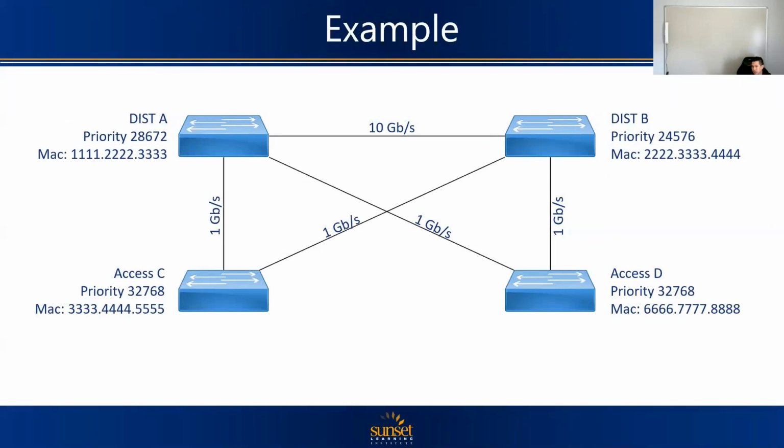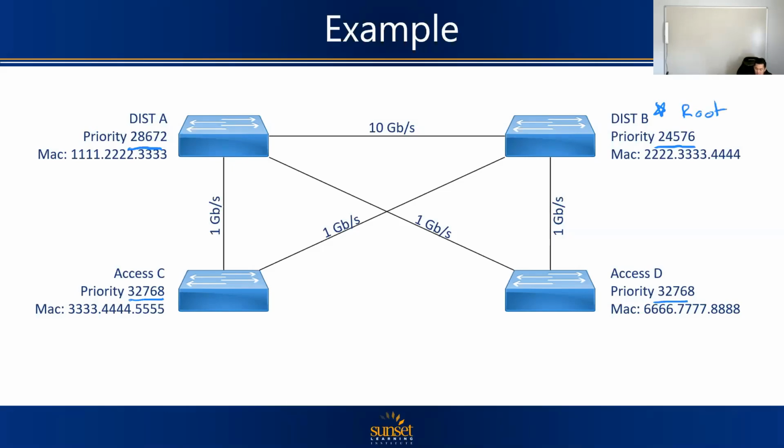So if you have a topology like this, I have a distribution A switch, a distribution B switch, then some access C and access D switches here towards the bottom. Based on the priorities, I know that the lowest priority here happens to be distribution B because I've set the priority to be a lower number than everybody else on this particular network. 24,000 is lower than 28,000, and that's lower than the default 32,000 that my access layer switches have. So in this case, this will become the root bridge, okay?